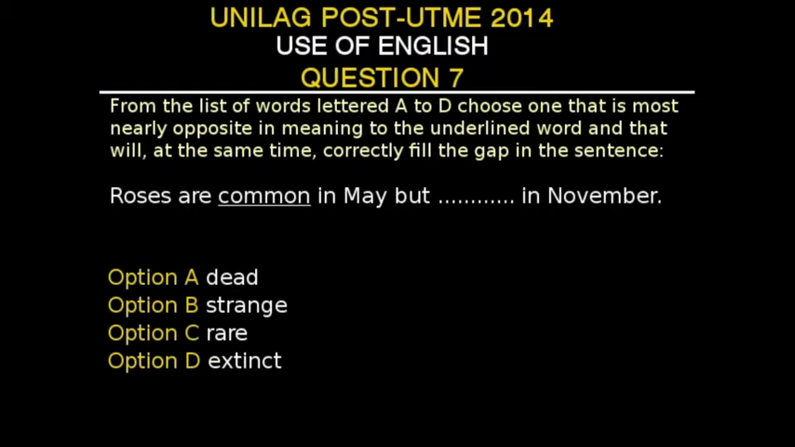Option A, dead. Option B, strange. Option C, rare. Option D, extinct. Common is an adjective, and it means to be occurring, found, or done often. So the correct option here is option C, rare, and rare means not occurring often. Now, dead isn't the opposite of common. Being dead doesn't make you uncommon.